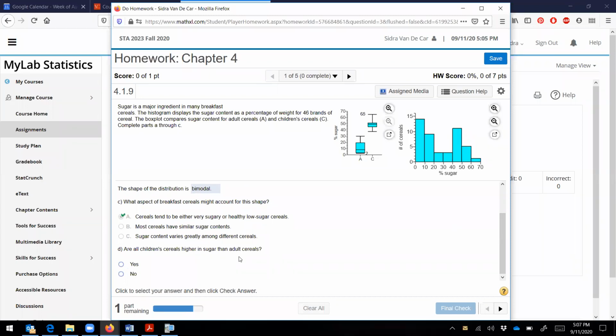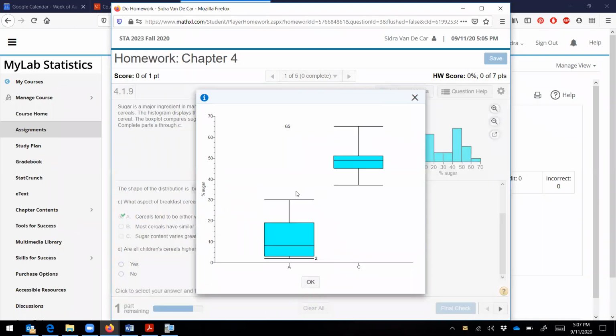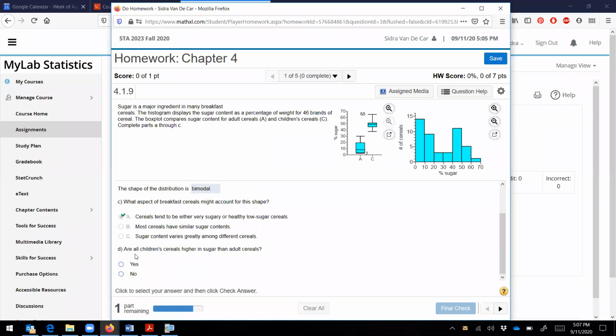Are all children's cereals higher in sugar than adult cereals? Look at this. Notice we have a gap here. The highest adult cereal has a lower sugar content than the lowest children's cereal. So yes, that is true.